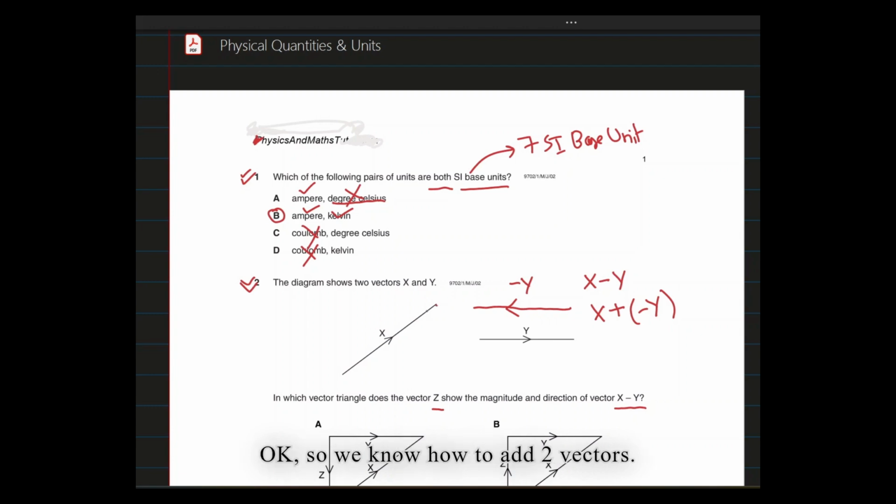Okay, so we know how to add two vectors. We're gonna attach the tail of second to the head of first vector. Okay, so I'm gonna attach minus y like this, and then this would be your resultant vector z. Okay, so A would be the correct answer.